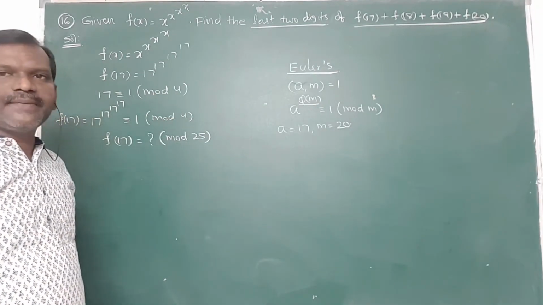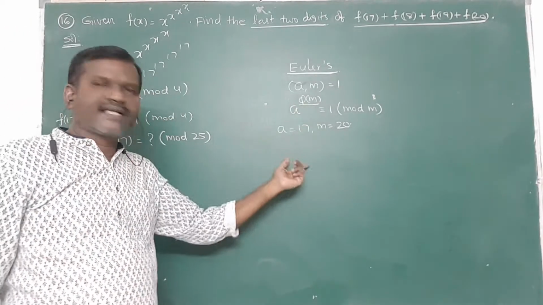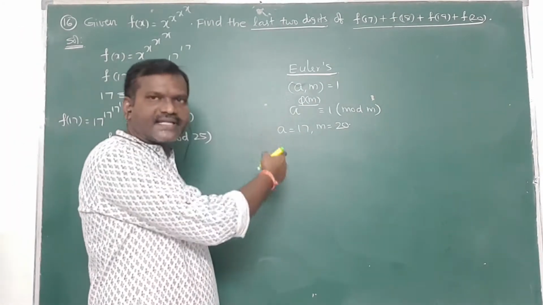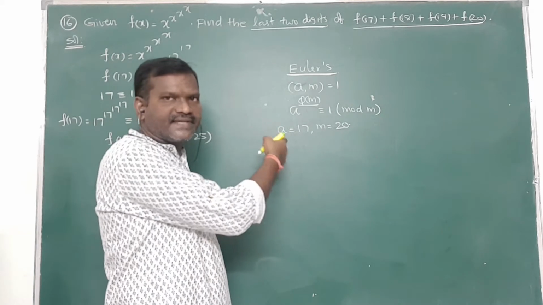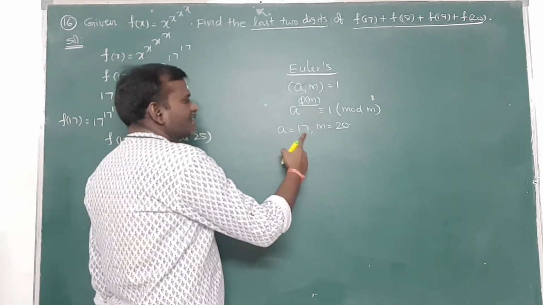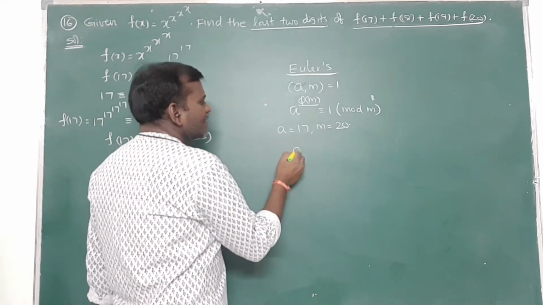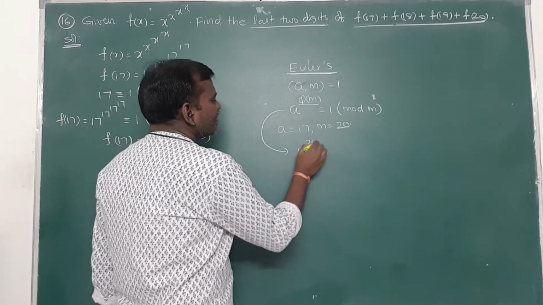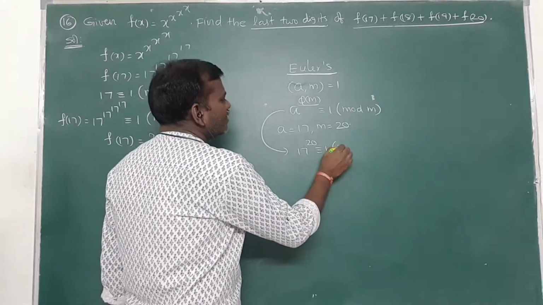Why I have taken 20 is because the quotient value of 20 is less than 17. So that's fine. And also the 17 power 17 value I can find out easily. That's why I have taken 20 here. So if a is equal to 17 and m is equal to 20, then I get 17 power phi of 20 is congruent to 1 mod 20.